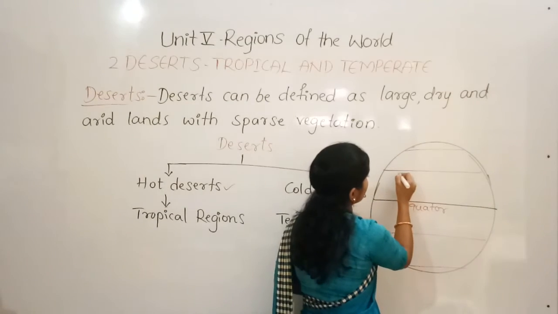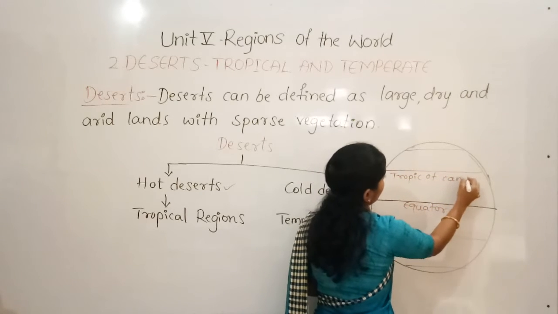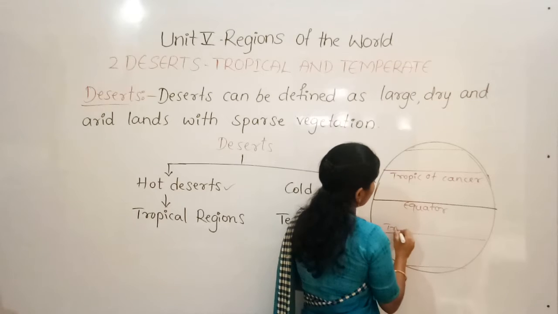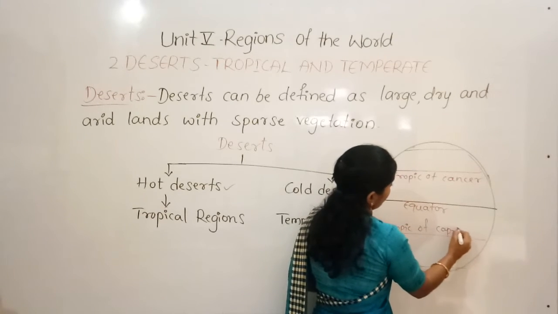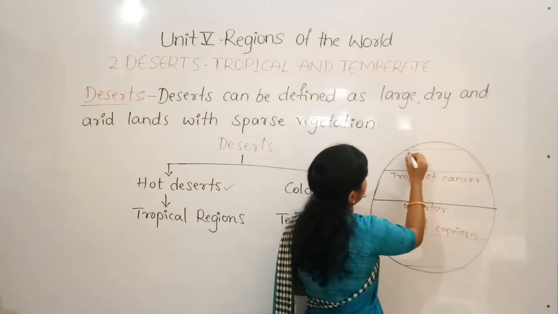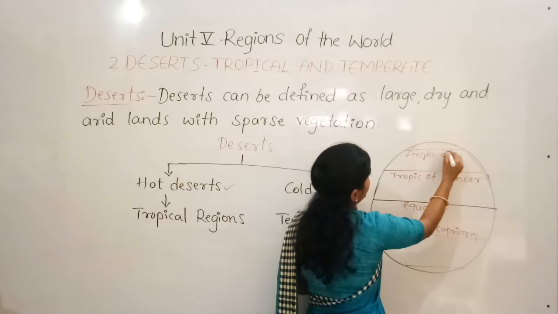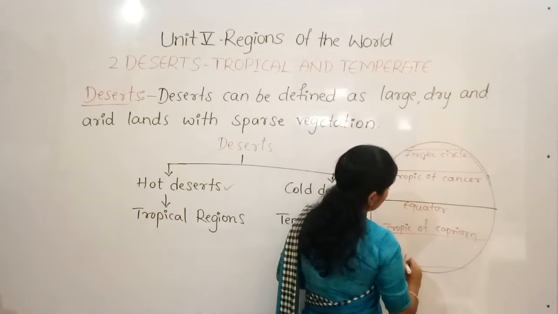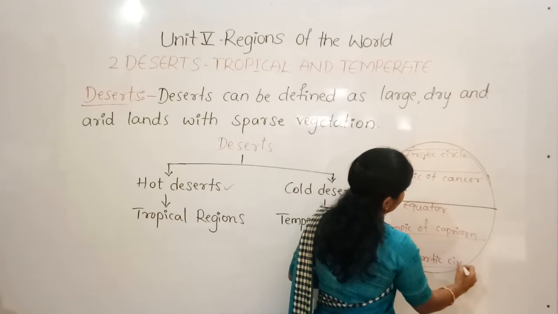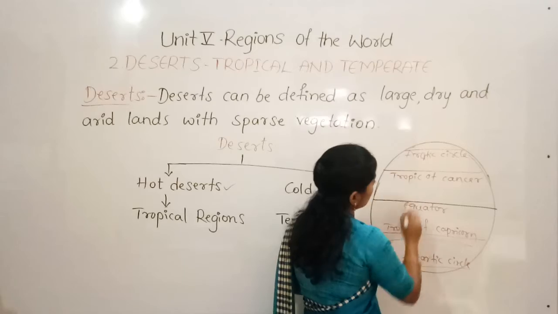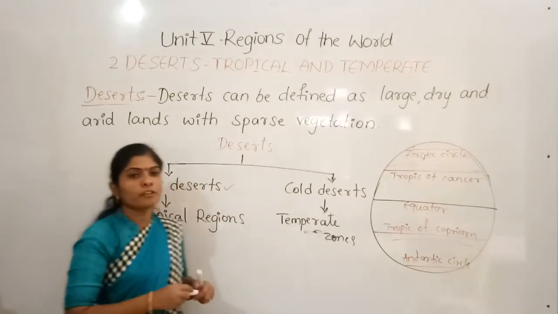Yes, here it is the Tropic of Cancer, and this is the Tropic of Capricorn, and this is the Arctic circle and this is the Antarctic circle. So here come the temperate zones, right? So they are near the poles.